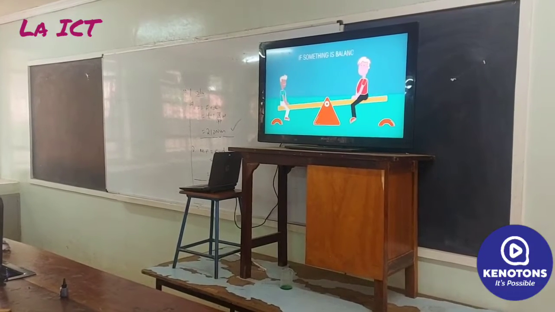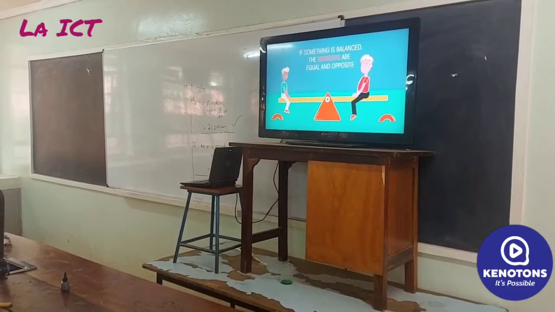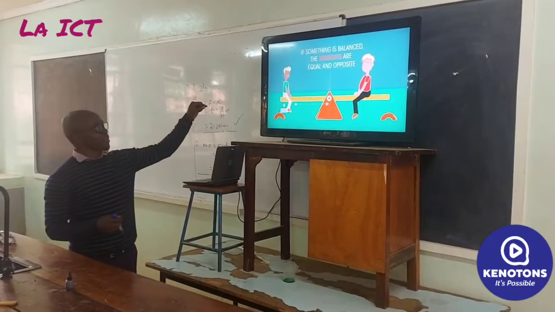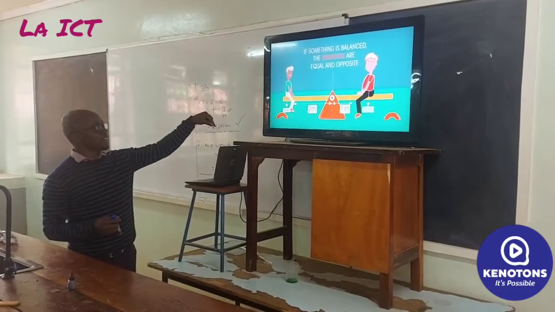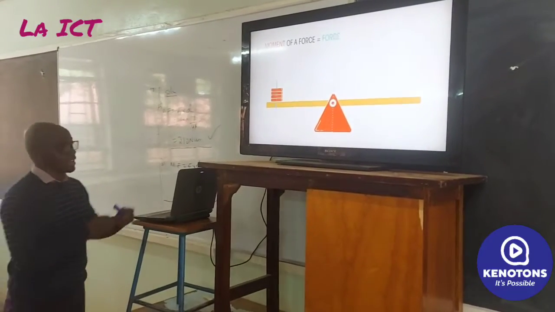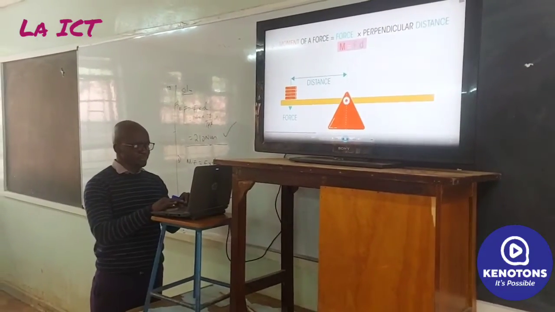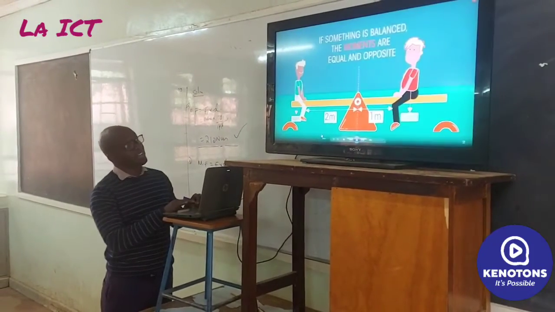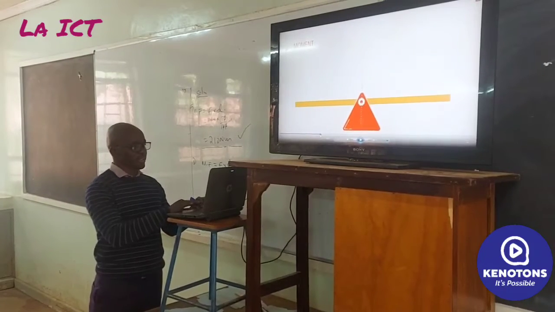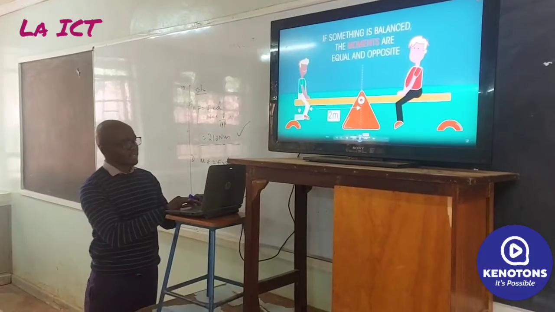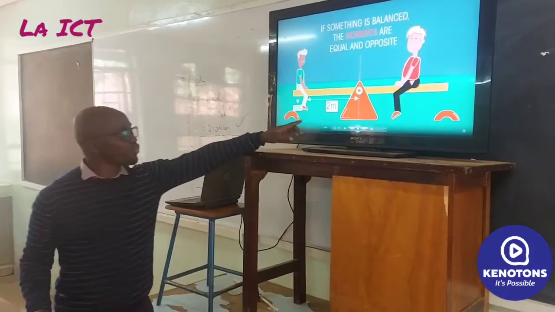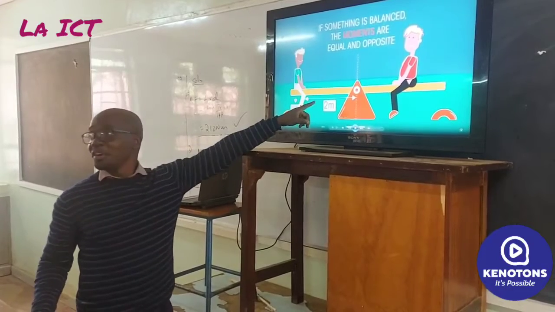Look at those two. There's a boy there and a girl. So what is happening? We have a seesaw. Something is happening. There's a turning effect. The boy has a force of 500 Newton and the distance is 2 meters. So the force of the boy is 500 Newton, and the distance from the point of support is 2 meters.